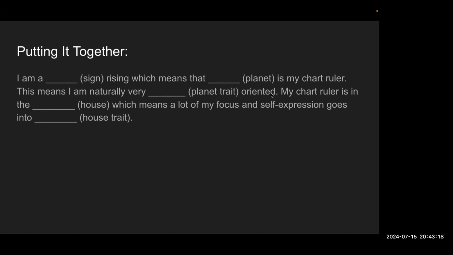Matt said, I'm an Aries rising, which means that Mars is my chart ruler. This means I'm naturally very action oriented. My chart ruler is in the third house, which means a lot of my focus and self expression goes into communication, learning, and immediate environment. Yes, very passionate in your communication, Matt.